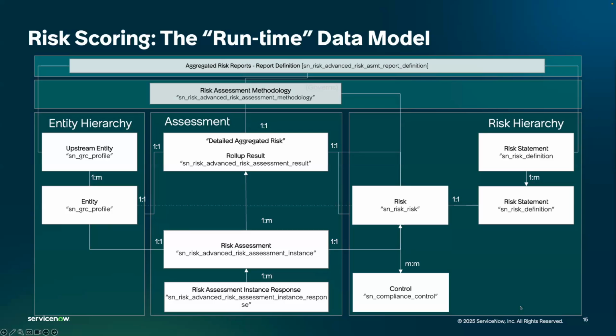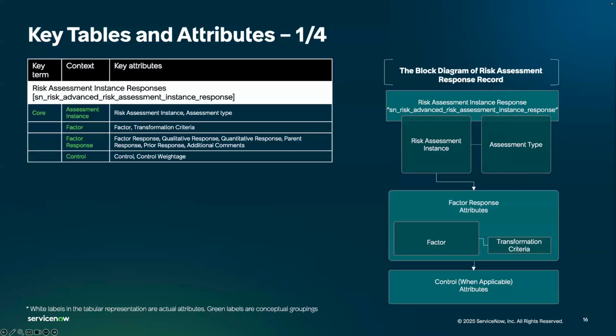Why this matters? When you run reports, build dashboards, or query aggregated risk posture, this is where the data comes from. Understanding this model helps you troubleshoot, build custom reports, and extend the platform when needed. The key takeaway here is responses feed assessments, assessments link to entities and risks, roll up results aggregate across both hierarchies, the RAM governs it all, and that's the runtime data model enabling everything as far as risk scoring is concerned. So we are going to be reviewing the key tables and attributes now.